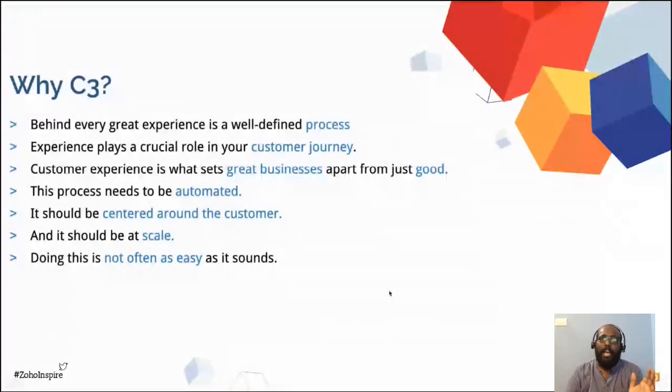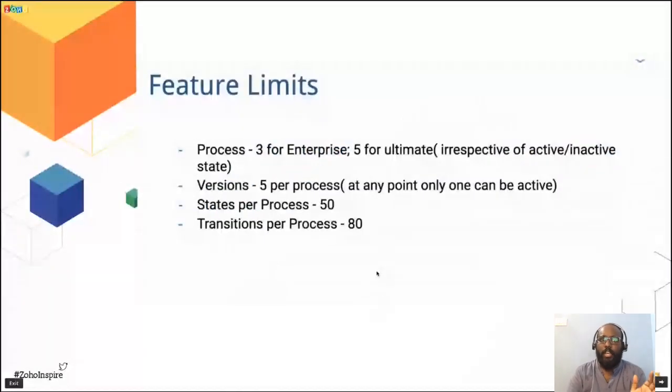Okay, Blueprints, again I would like to stress on this. Blueprints are module specific, whereas C3 is going to link all the modules in your CRM, and it's going to be completely automatic, and you can execute a lot of actions. And these are the feature limits we have in C3. In a process, you can have 3 processes for Enterprise and 5 processes for Ultimate edition.